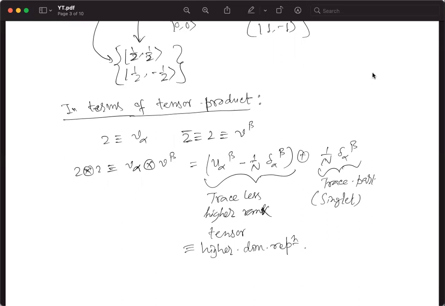So we can single out this trace part. It is basically delta alpha beta. So in terms of the dimensionality, this will be one dimensional, right? Because this is a trace, and the symmetric traceless tensor is a higher dimensional representation. Now, if you take the alpha beta indices to be 1 to 2, and find out how many independent components are in the traceless matrix, you will find it to be 3. That's why, seen the other way, it's a 3-dimensional representation, and the trace part is the 1-dimensional representation. So this is another way of looking at this tensor product.